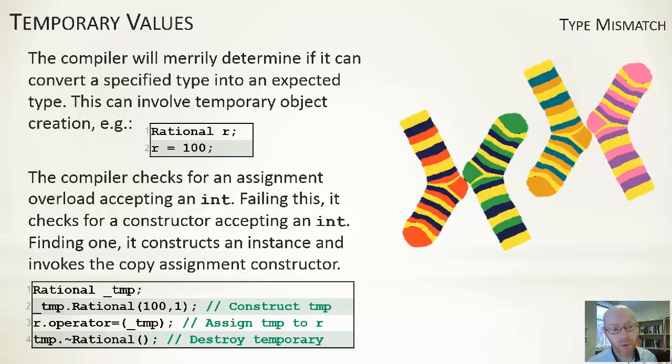Then we're going to go to our R, which is our L value, and we're calling the copy assignment constructor, passing in our temporary variable. And then finally in line 4, now that we've constructed R, we can get rid of the temporary variable. So that's a cost. It's a hidden cost in terms of creating this. And it's one that unfortunately we've incurred based on how we've written our code.